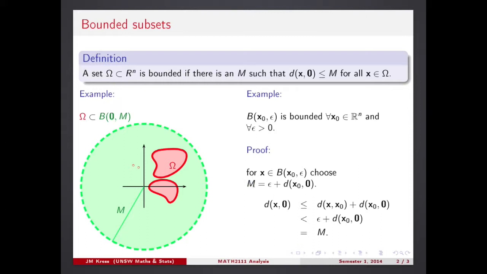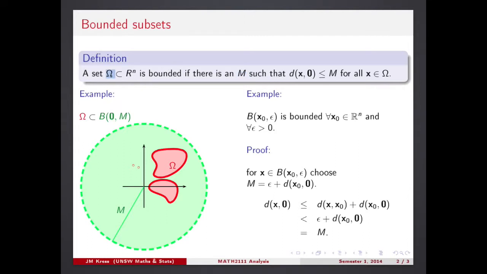Probably I should also mention that the choice of m this slide presents is independent of this randomly chosen point x. That's important. Because this m, in a definition, it must be one m for every point within the set omega you're testing to be bounded or not.